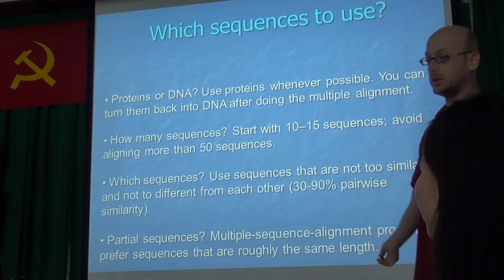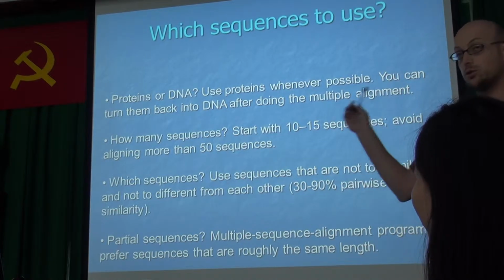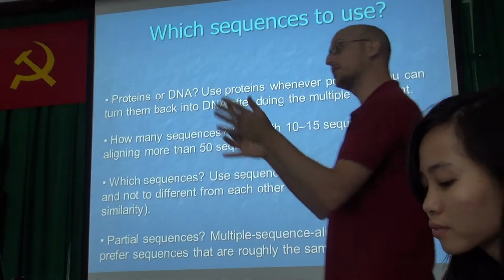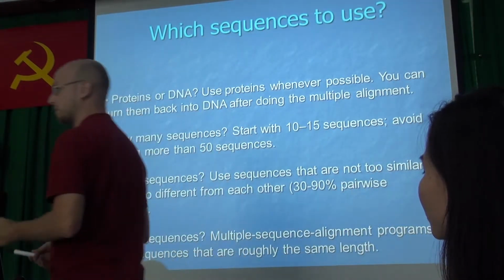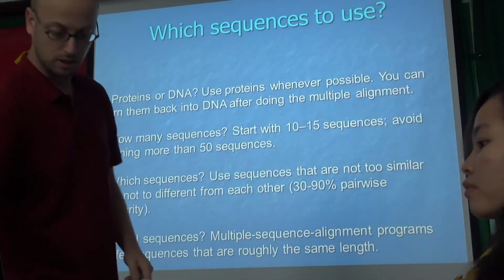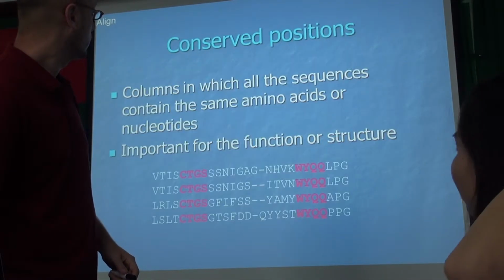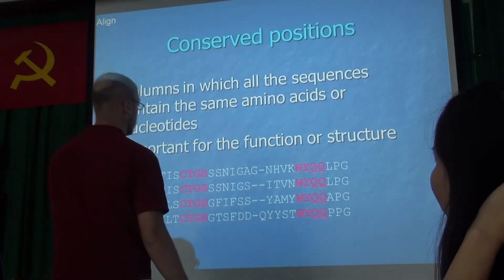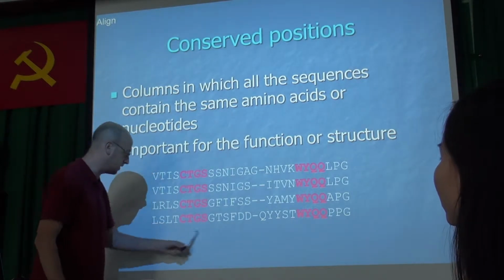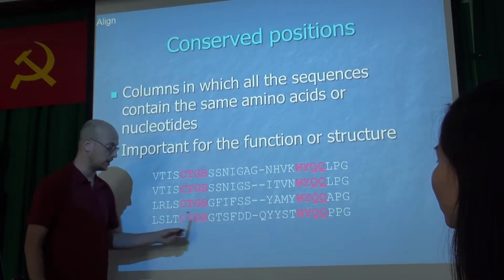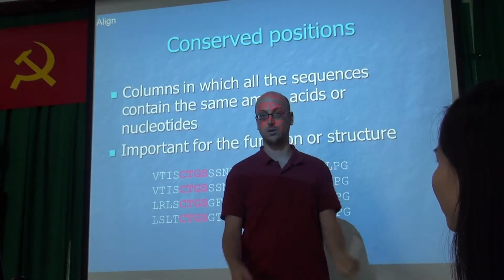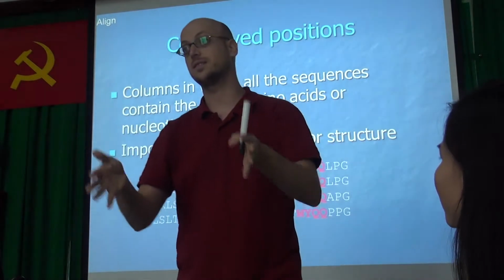And the final point we need to think about when choosing sequences is that all of our sequences need to be in the same length. We cannot have in the alignment one sequence that has 20 amino acids and another sequence that has 100 amino acids. All of them have to be the same length.